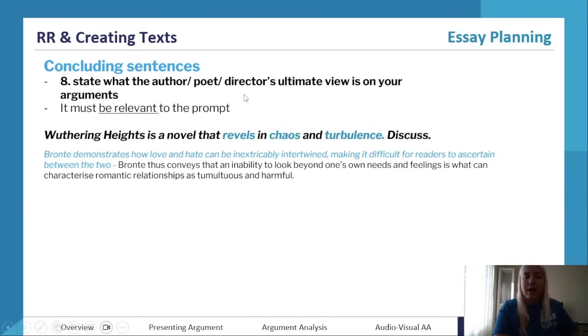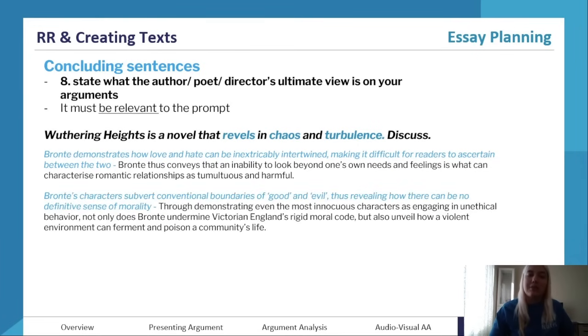Tumultuous is just a synonym for chaos. That really shows you your concluding sentence must be relevant to the prompt. So I can't write a concluding sentence just about relationships alone or the concept of love and hate. My concluding sentence must somehow connect to the idea of how and why Bronte thinks love can be chaotic or turbulent. So that would mean feelings never stay the same, feelings change, people change, type of thing. But we know we're not using this idea for relationships with this plan. We used it for a different idea.